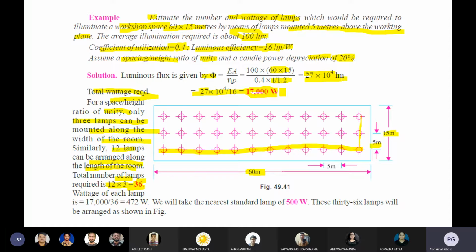Whatever mathematical value we get, the nearest standard value matters. Suppose we get a fractional value, it is not possible to have a fractional number of lamps, so we have to consider an integer value, a round-up figure. Then you need to see whether that value is available in the market. If it is exactly the same as a standard value, then it can be available in the market. If not, you have to find the nearest standard value, and that standard value you can accommodate here. You can recalculate it, but more changes will not be observed.